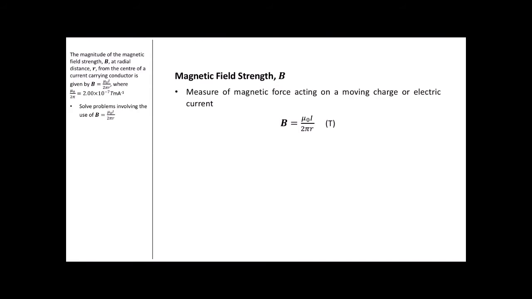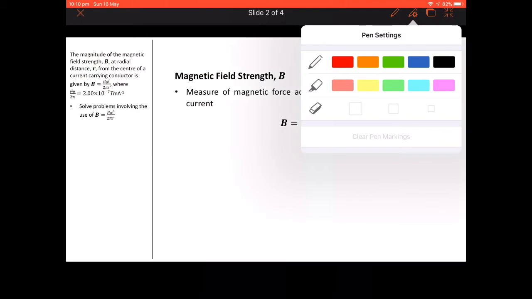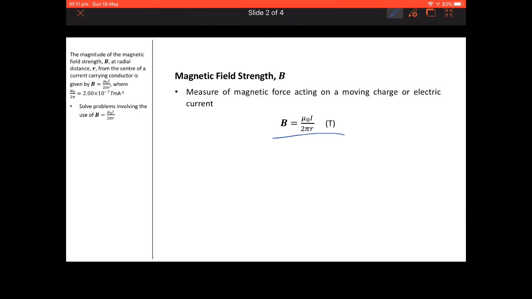of this rule. So, magnetic field strength, just a quick definition, is a measure of magnetic force acting on a moving charge or electric current. As we said, it's equal to this rule here. The SI unit is Tesla, so T for Tesla, and the radial distance r is measured in meters.